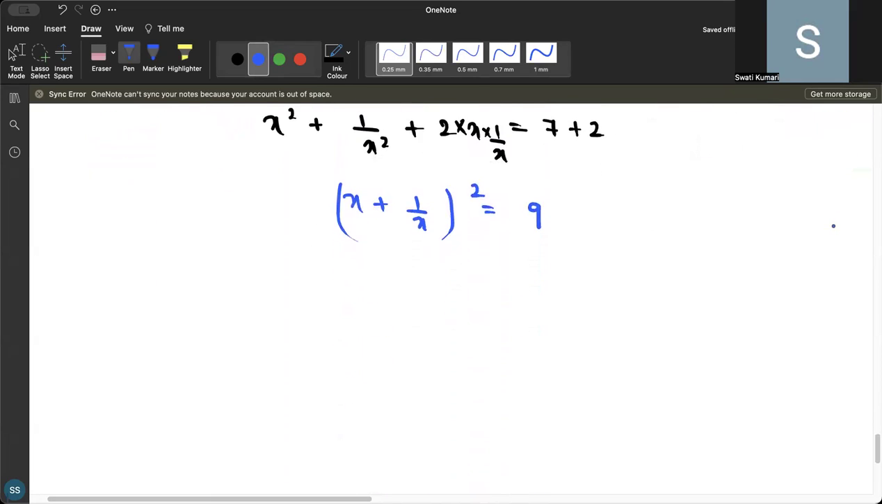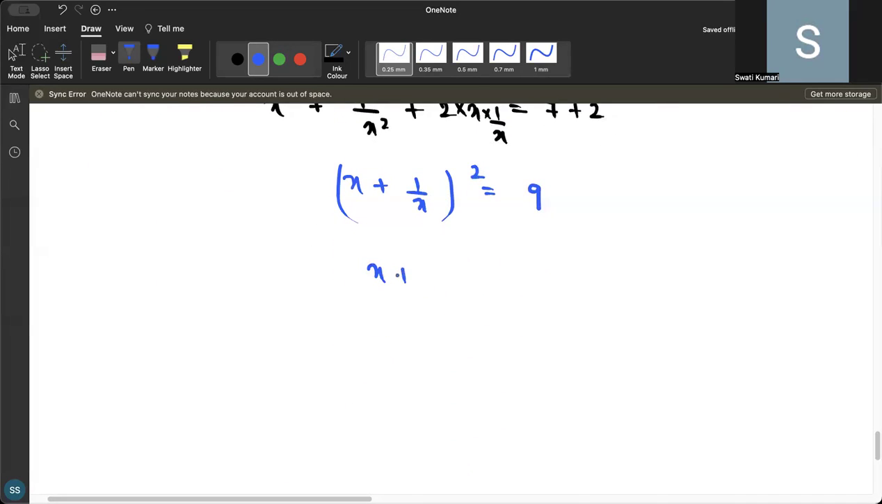Now here, in the question, it is given that we have to take the positive value of x, okay? So x plus 1 by x will become the square root of 9. Of course, square will become square root. So what is x plus 1 by x? Otherwise, it will become plus minus 3, but because we have to take the positive value, it will be 3.